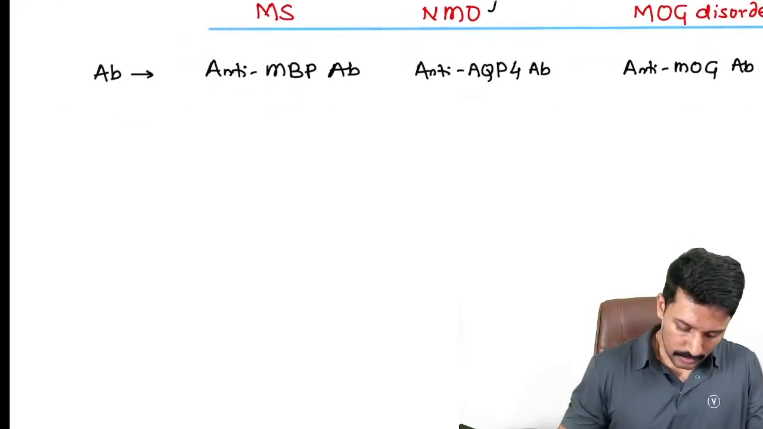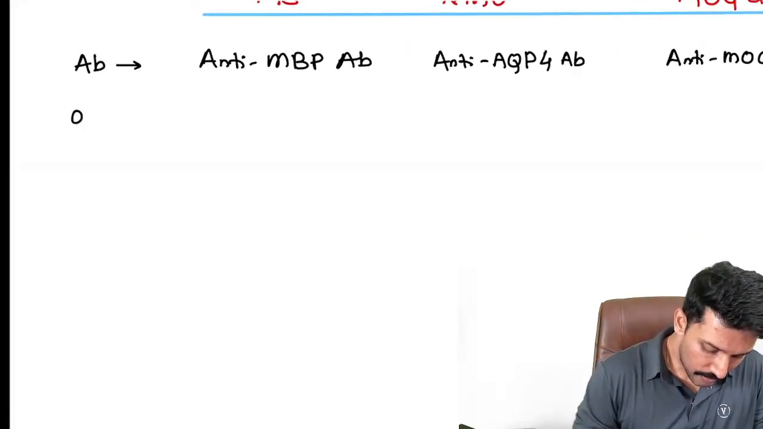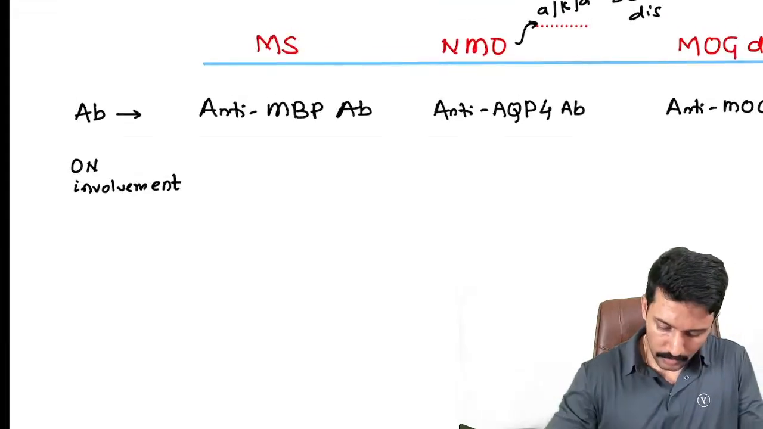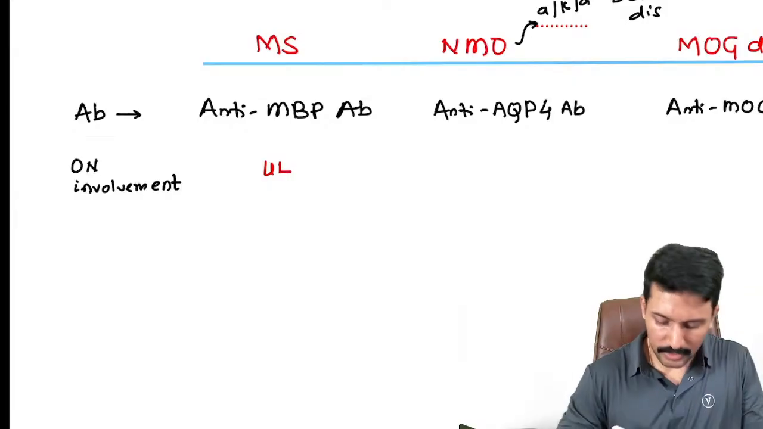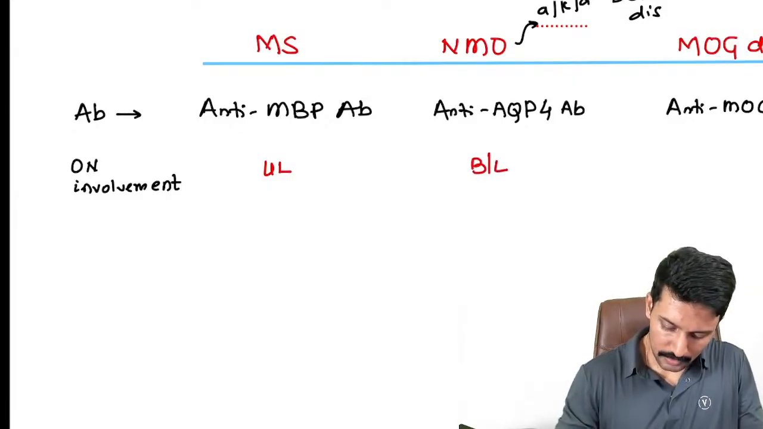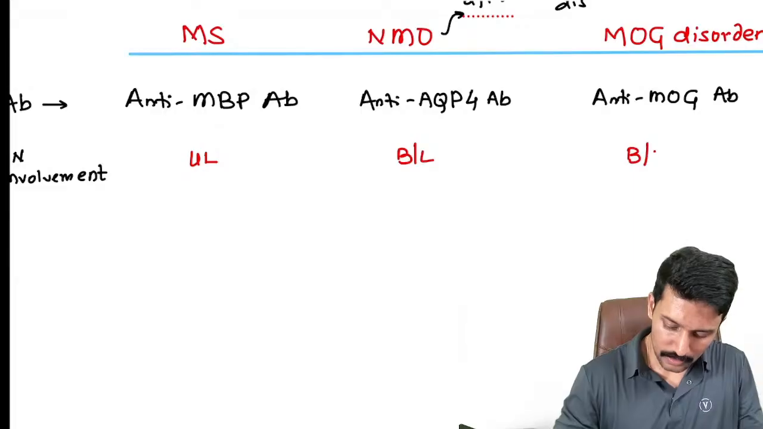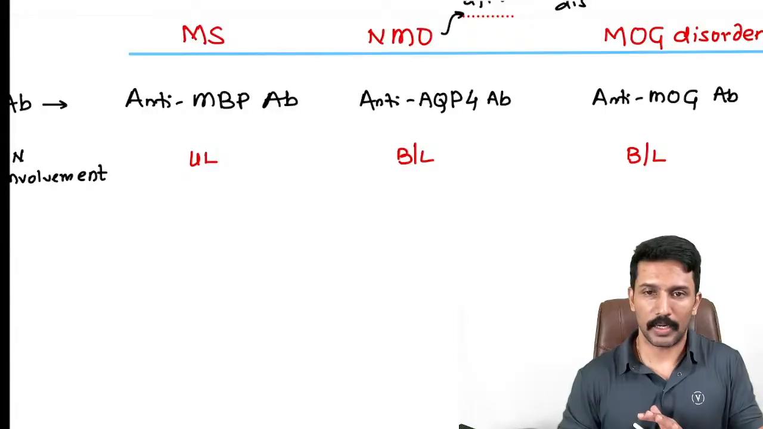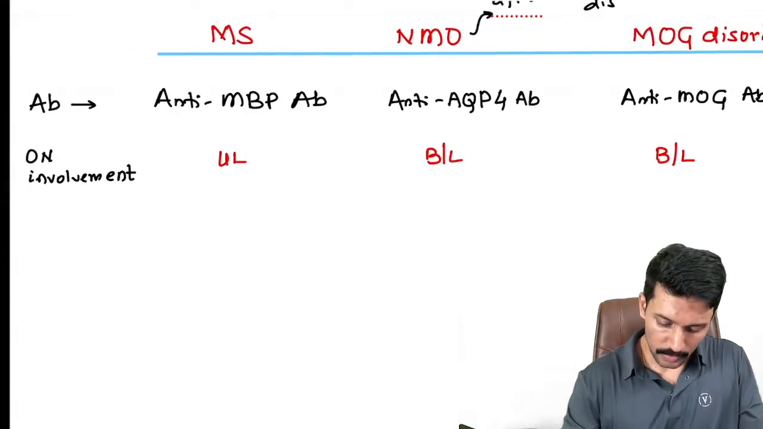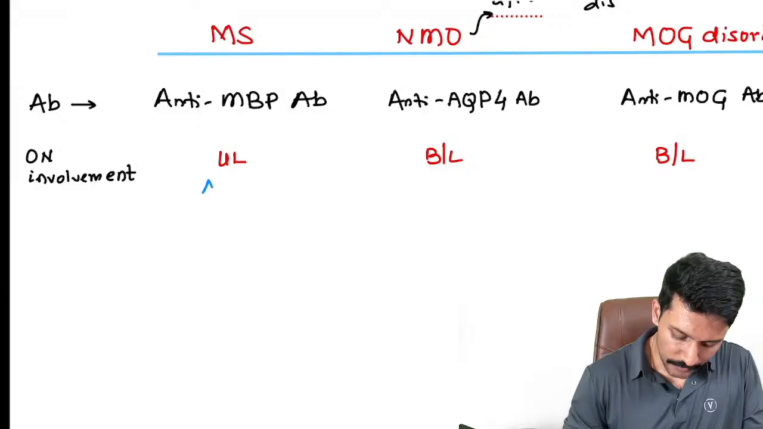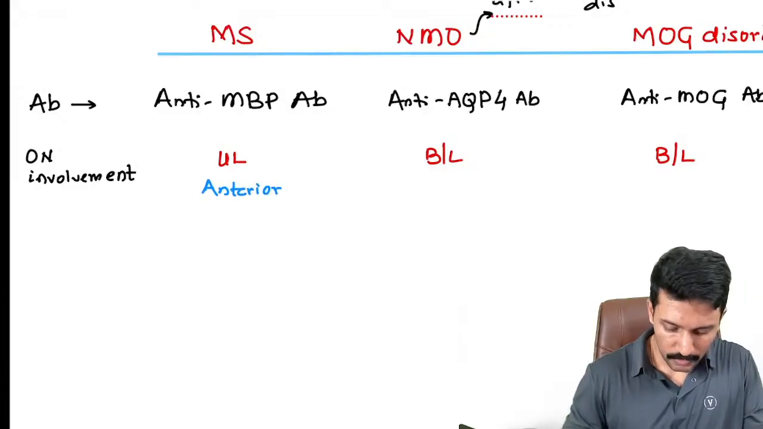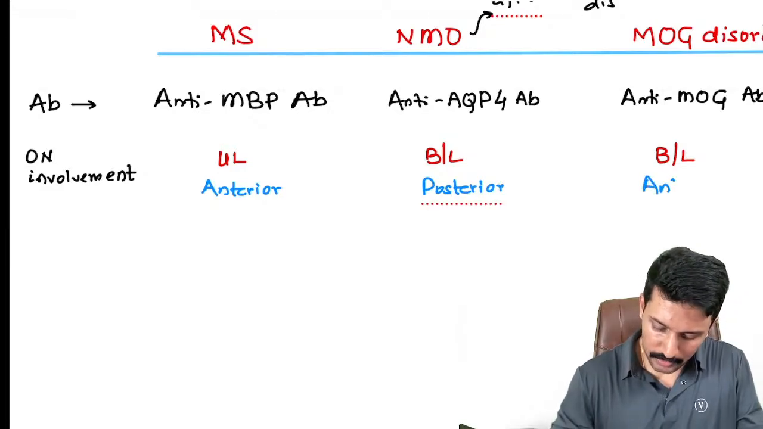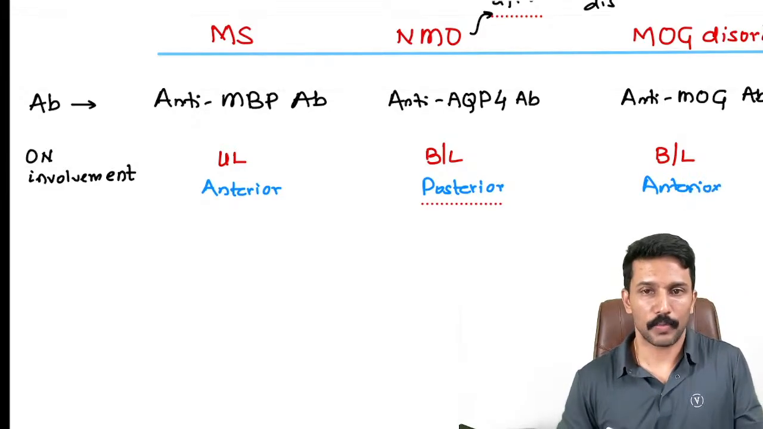Okay. Then here, the optic nerve involvement that we get. In multiple sclerosis, it is going to be unilateral. But in neuromyelitis optica, it is bilateral. In MOG disorder also, it is bilateral. So unilateral is only in multiple sclerosis. And in multiple sclerosis, it is affecting the anterior part of the optic nerve. In neuromyelitis optica, it is affecting the posterior part of the optic nerve. In MOG also, it is affecting the anterior part of the optic nerve.